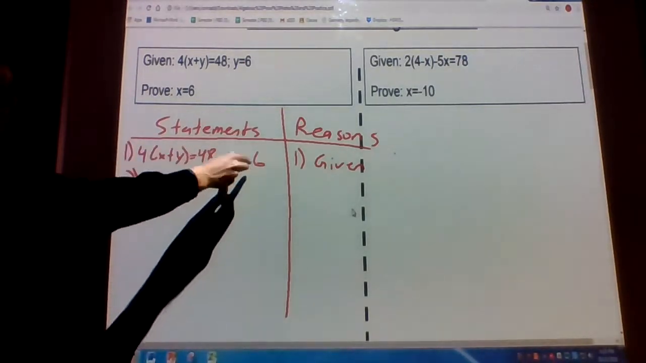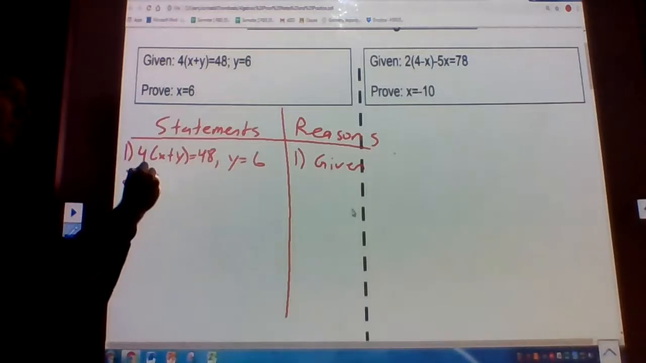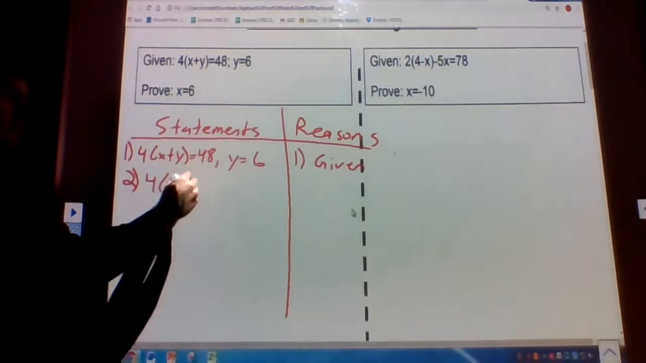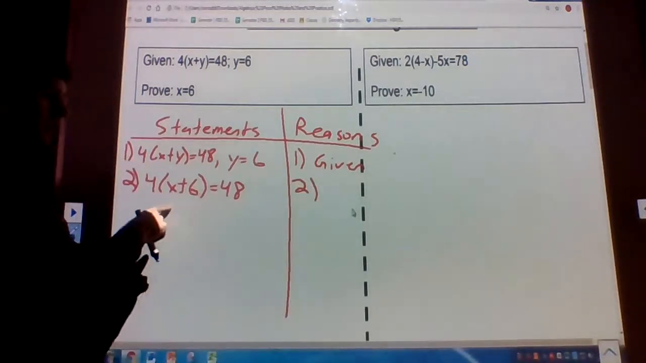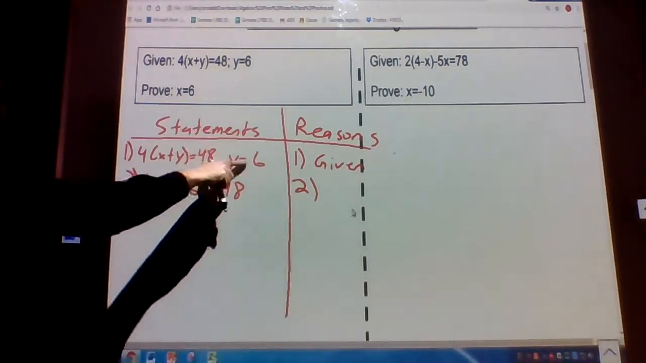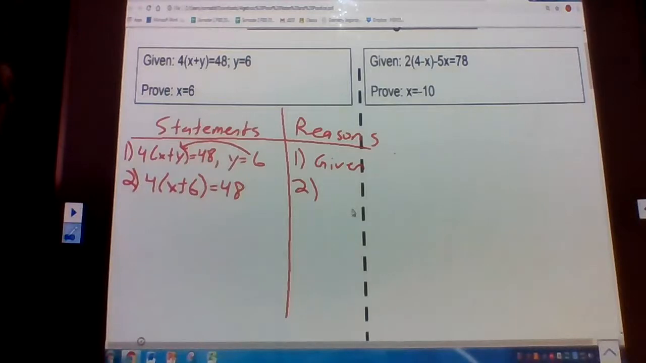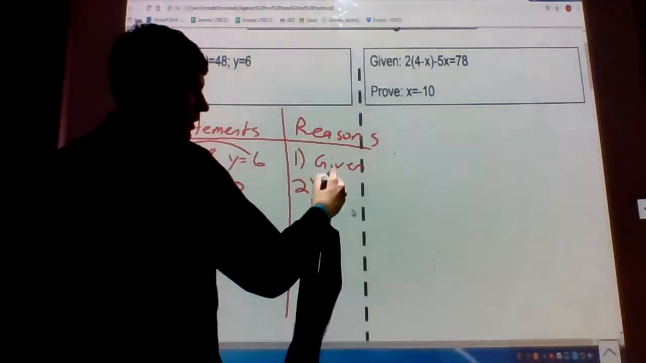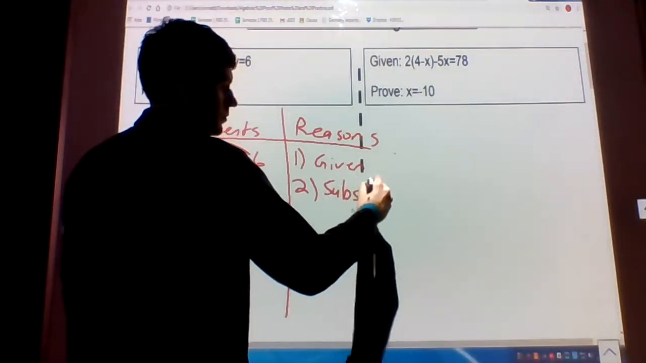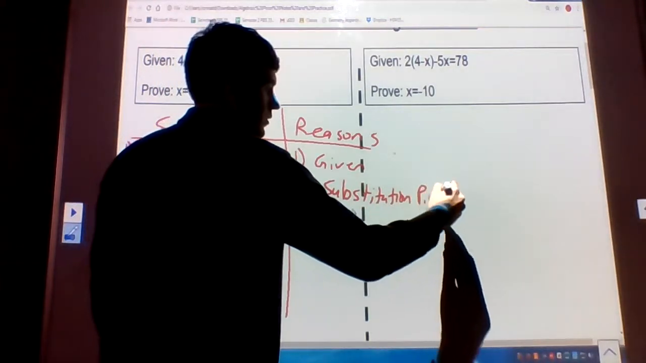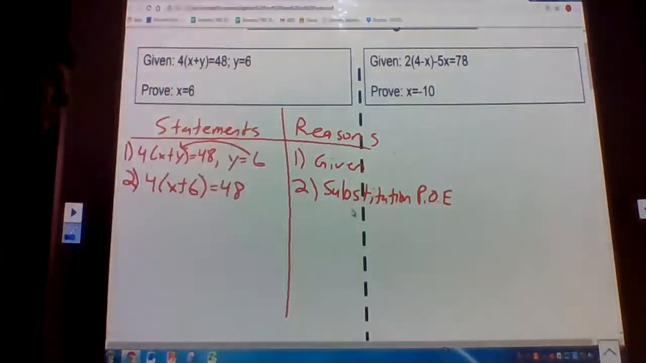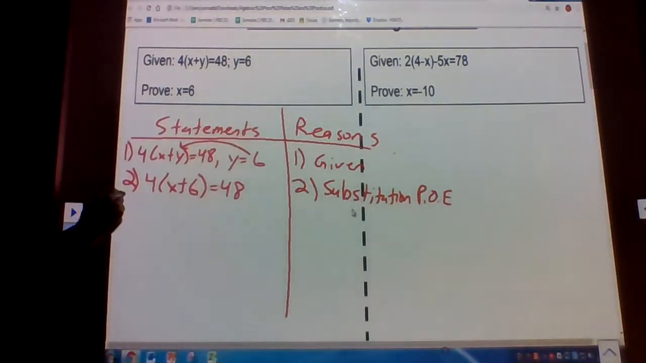So first we want to substitute in. Okay, so we get 4 times x plus 6 equals 48. Okay, so how did we get this step? We did this by substitution. So instead of putting y, we substituted in the 6. So our reason is the substitution property of equality. Okay, step 3 is to distribute.